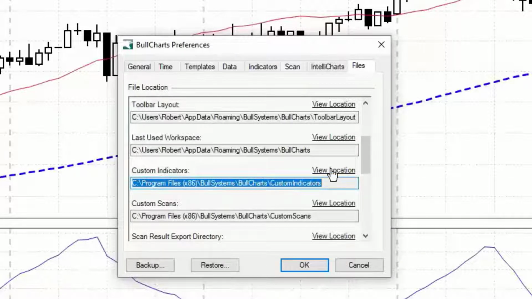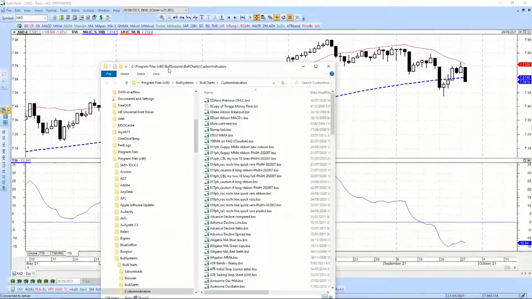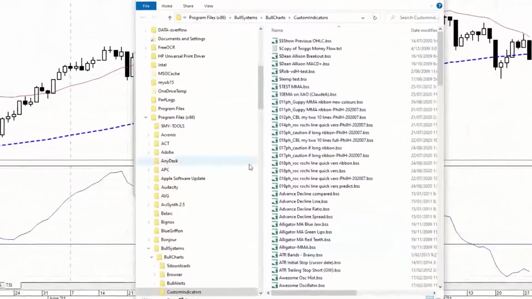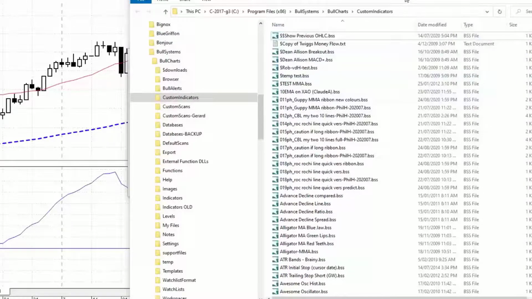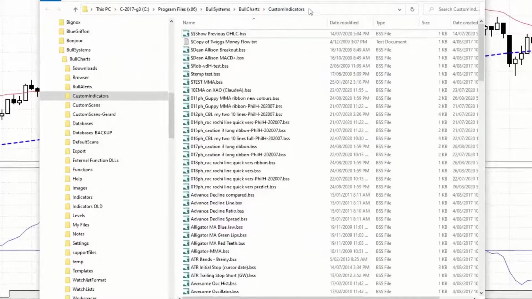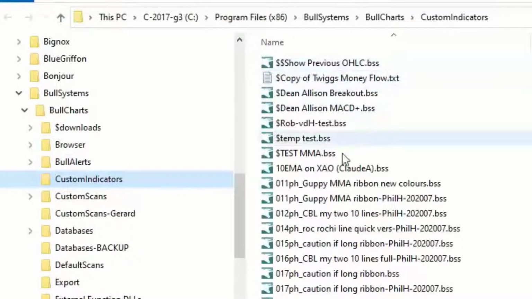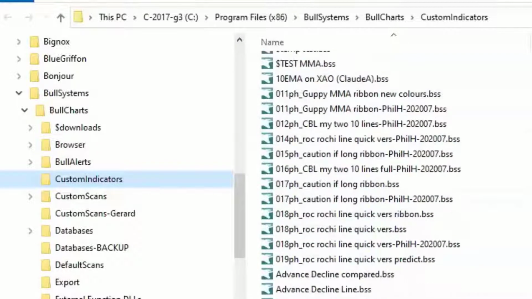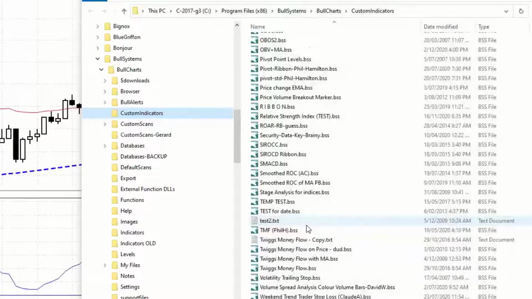And if we click on View Location, BullCharts will open up Windows Explorer on a Windows machine. Here it is, and it shows us that particular folder path. Expand this. So there it is: Program Files, x86, Bull Systems, BullCharts, Custom Indicators. So here is a list of all of the custom indicators that I've got on my system. I didn't realize I had that many.